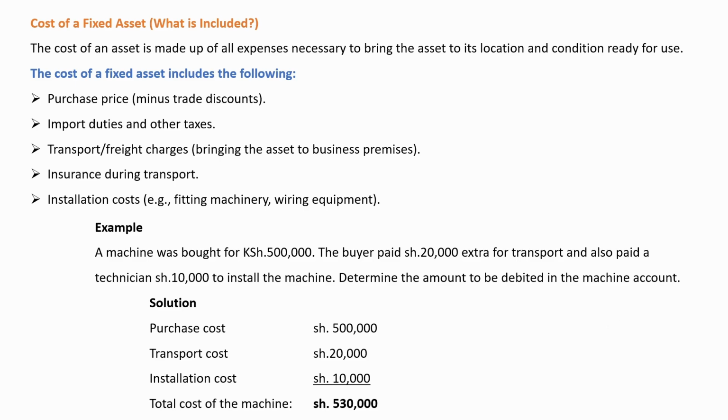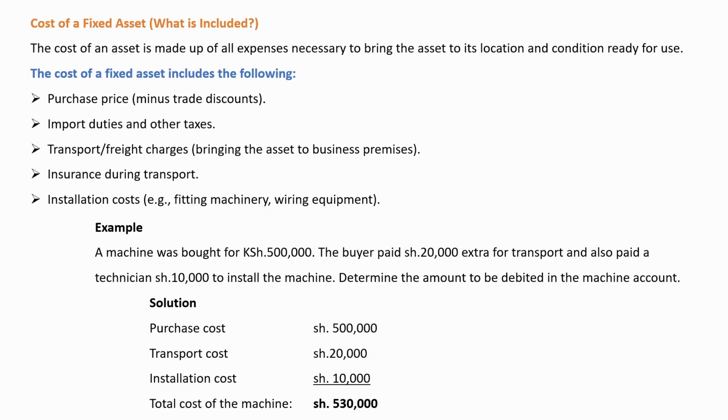So when you go to record in the machine account, you're not going to record the purchase price of 500. Instead, you're going to add the transport cost of 20,000, and also you add the installation cost of 10,000. So the total cost will be 530,000. That is what you will record in the machine account. That is what you will use as the basis for calculating depreciation.